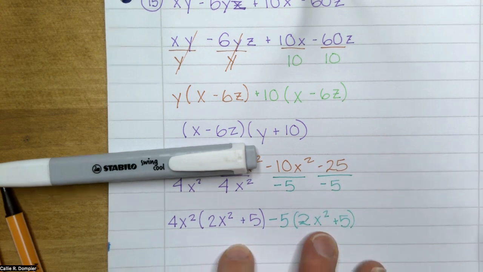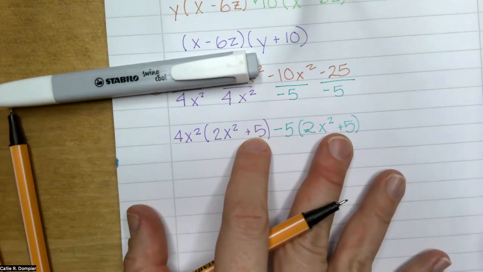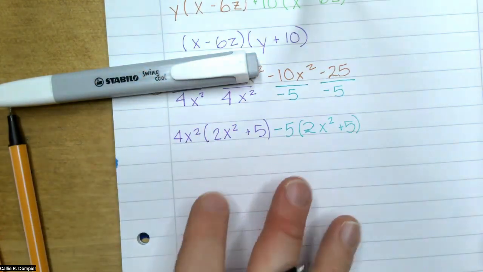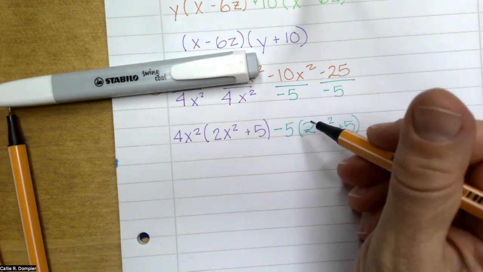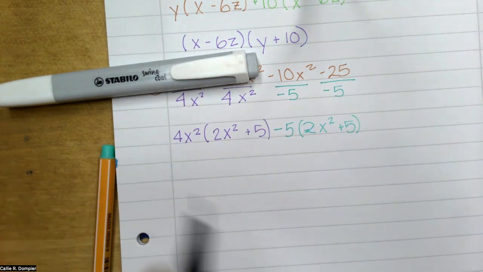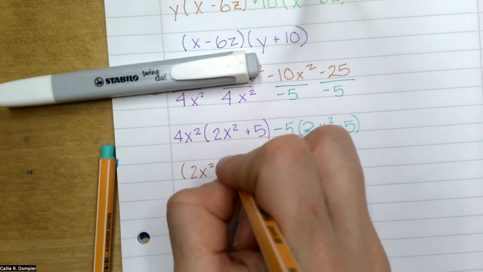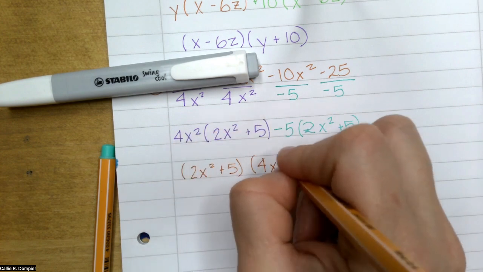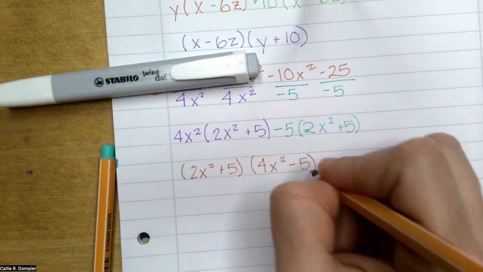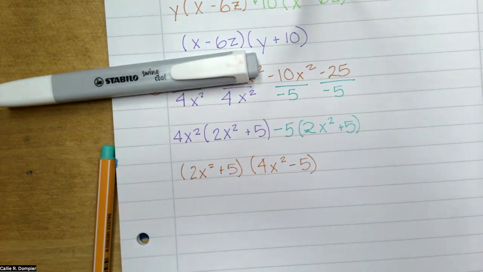And so luckily we have the same binomial that is common to both terms. Go back and redo your work if you get this far and they don't precisely match. It just probably means you might have made a small mistake. So now I'm going to take that factor out, 2x squared plus 5, and I'm going to go ahead and factor 4x squared minus 5 as the other binomial. And we are done with number 24.